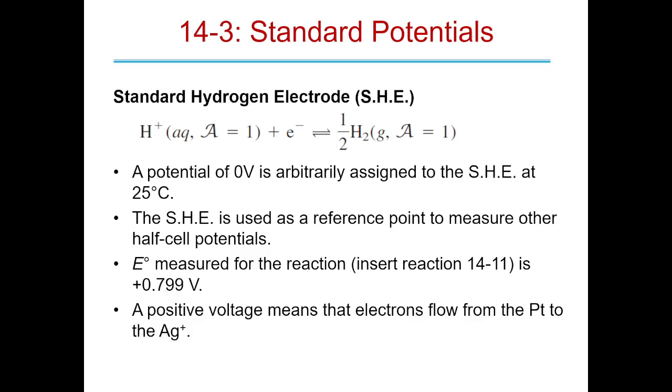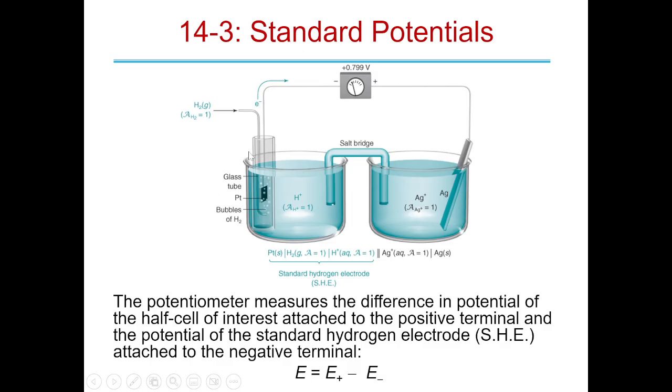The delta E naught, this is going to be measurement of the reaction. In this case, it's positive 0.799 volts. A positive voltage would mean that the electrons flow from the platinum to the silver ion. And so that's actually a reduction. Notice if you place a SHE in here and it flows the opposite way, so this is easier to reduce than hydrogen, right? If it flows the opposite way, it's easier to oxidize than hydrogen. It's the opposite.